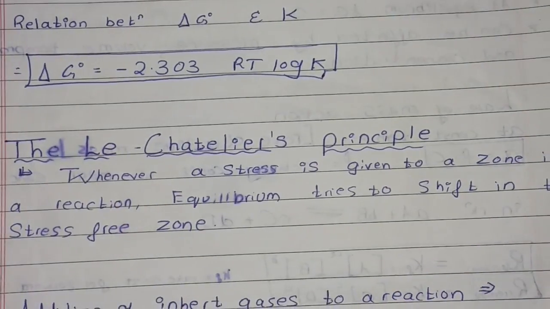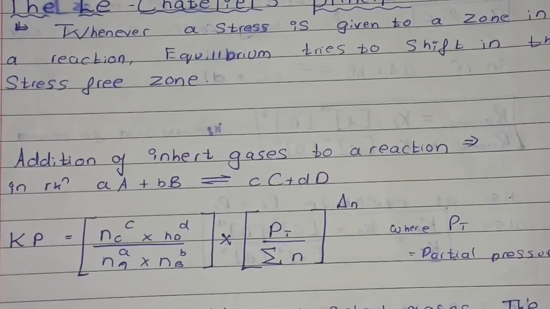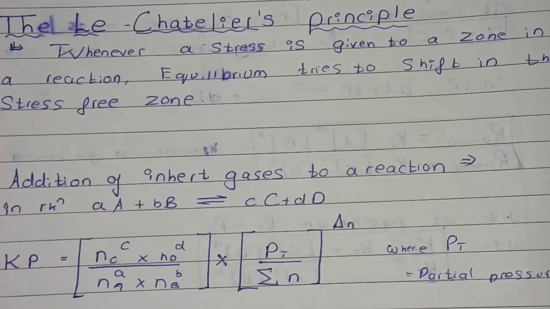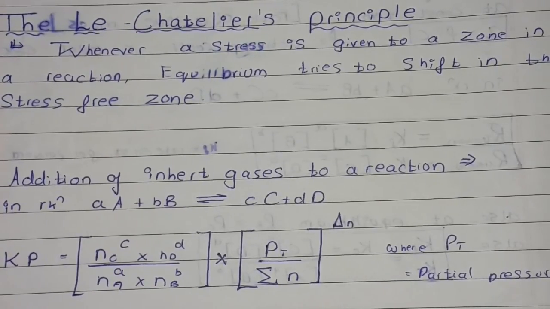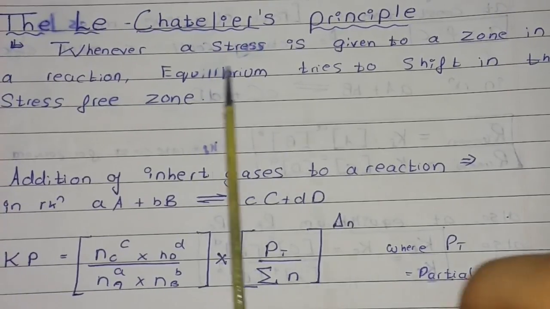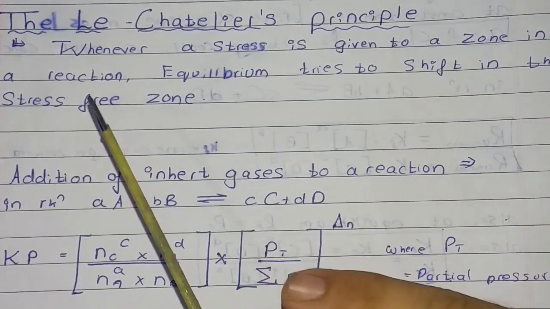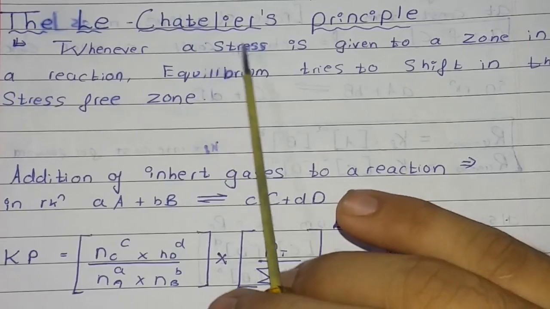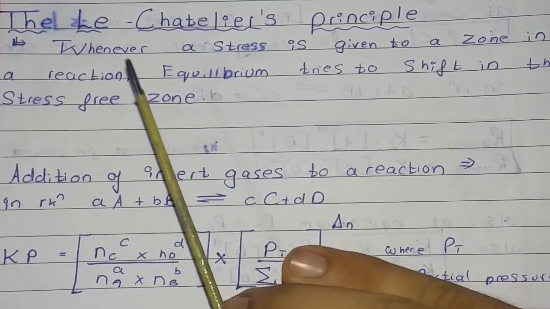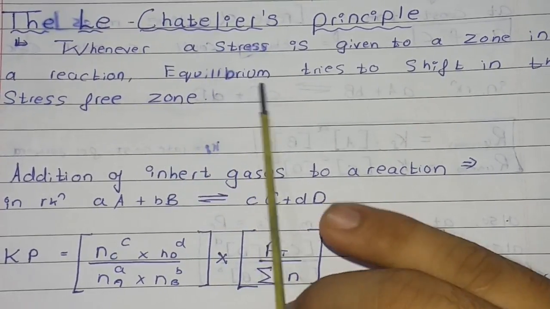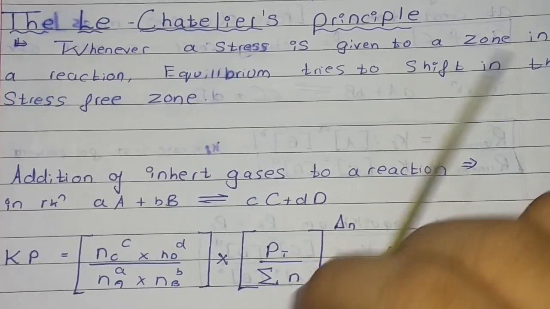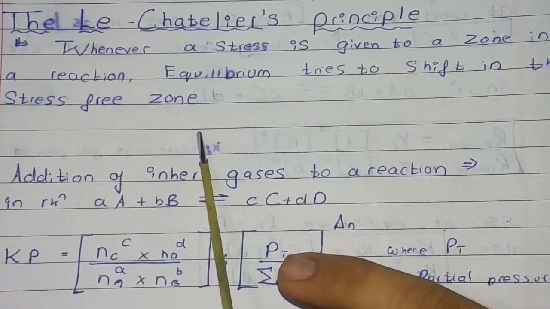And now let's get down to Le Chatelier's principle, the most important part of chemical equilibrium, mostly based on logic, not much on formulas. Whenever a stress is given to a zone in a reaction, the equilibrium tries to shift to the stress-free zone.